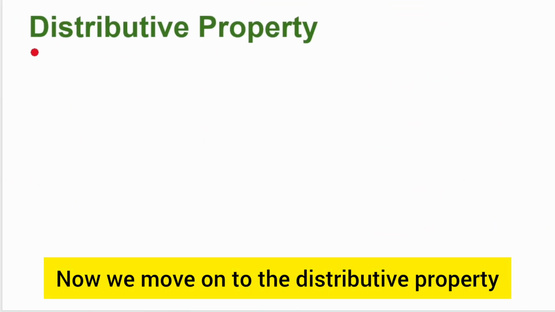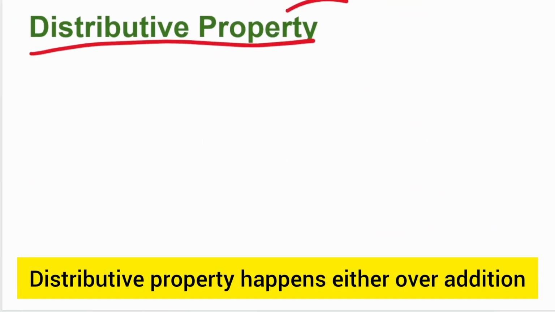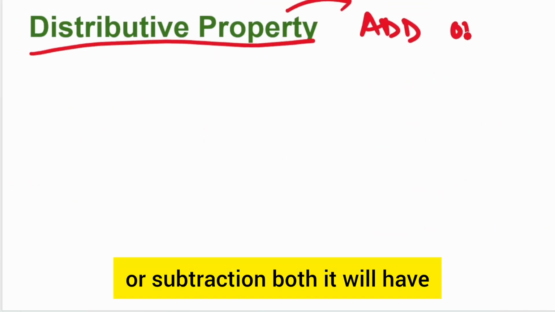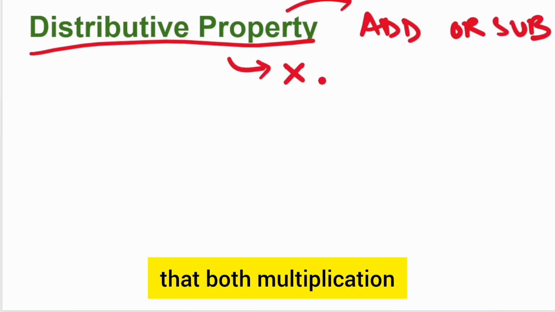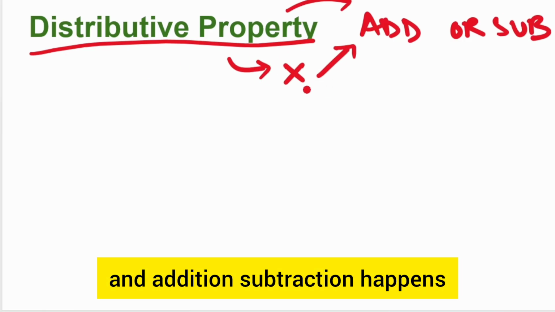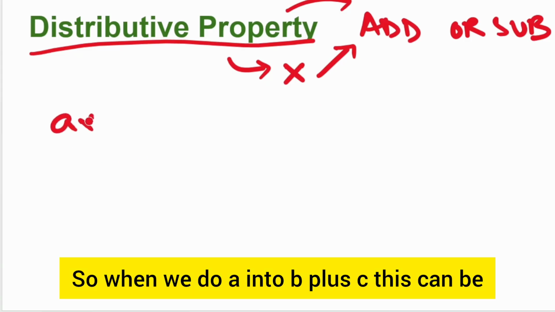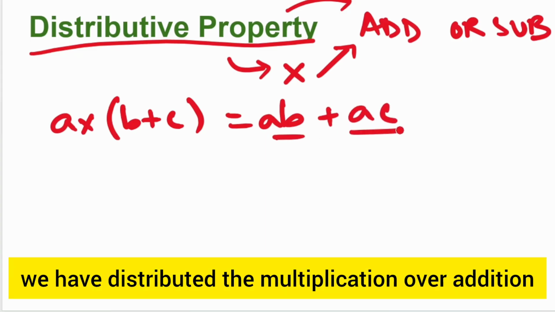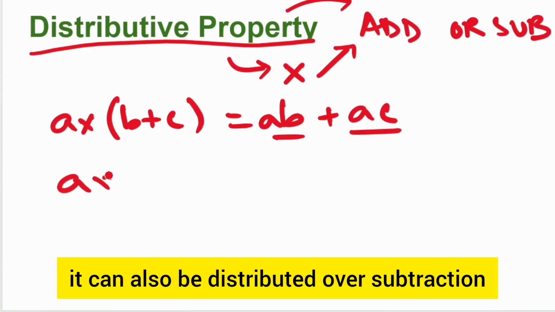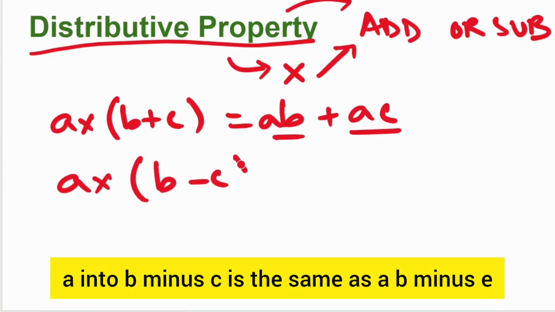Now we move on to the distributive property. Distributive property happens over addition or subtraction, both it will happen. And the second thing you remember is that it involves multiplication with addition or subtraction. So when we do A into B plus C, this can be A into B plus A into C. So we have distributed the multiplication over addition. It can also be distributed over subtraction. A into B minus C is the same as AB minus AC.